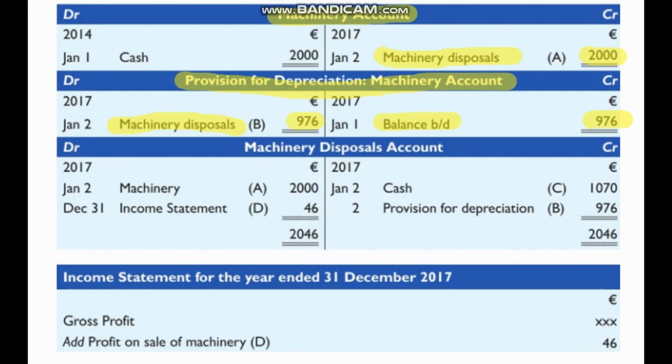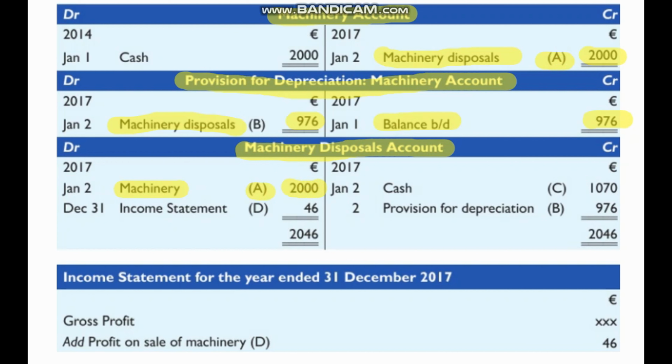Then comes the machinery disposal account. Here, first of all, you need to record the machinery that you're getting rid of. On the debit side of the disposal account, you record machinery for 2,000 pounds. Now where does this value come from, and why do you have A written here? This is for reference purposes. I've taken this A from here. On the credit side of the machinery account, you had machinery disposals, and that value has come down to the debit side of the machinery disposals account as 2,000 euros.